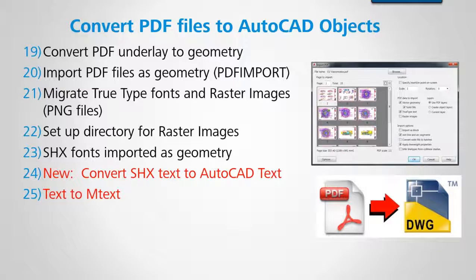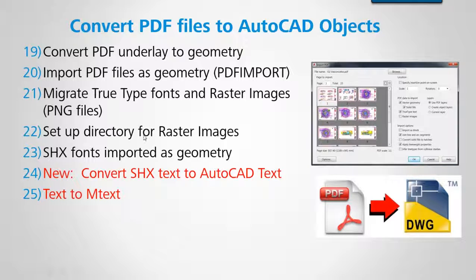All right, so for those of you who have no idea what I'm talking about, let me catch everybody up. With AutoCAD 2017, you can bring a PDF file into AutoCAD and you can have it convert the PDF to AutoCAD objects. By far the biggest crowd pleaser inside of AutoCAD 2017. All right, I love showing this feature because everybody loves it.